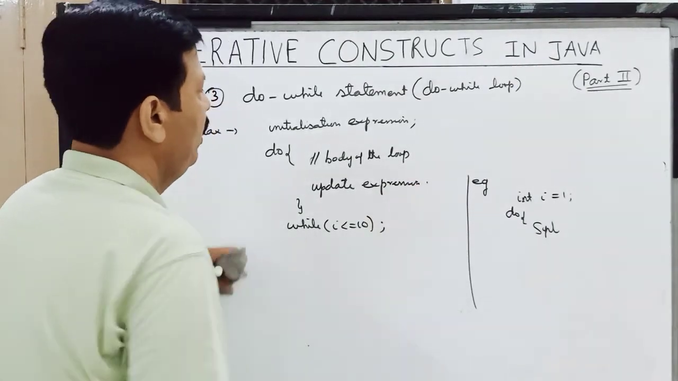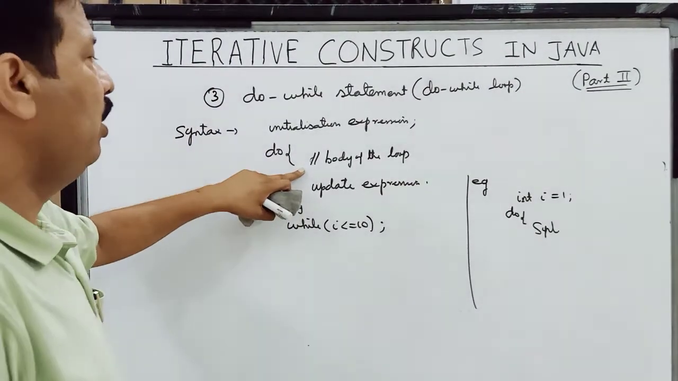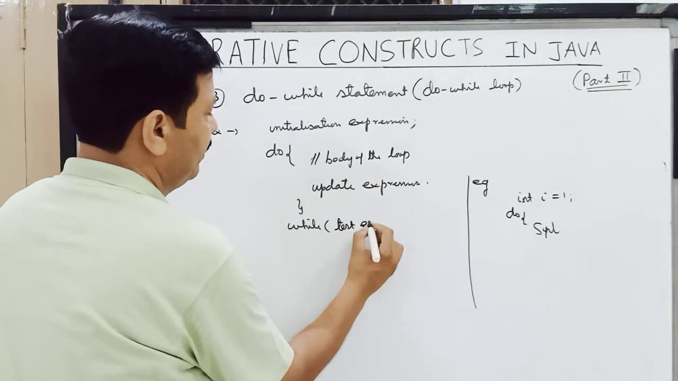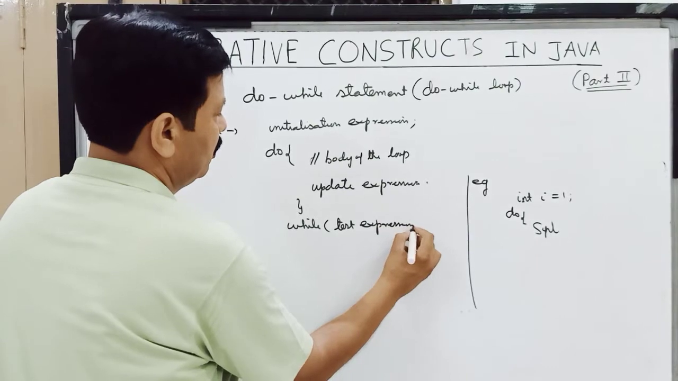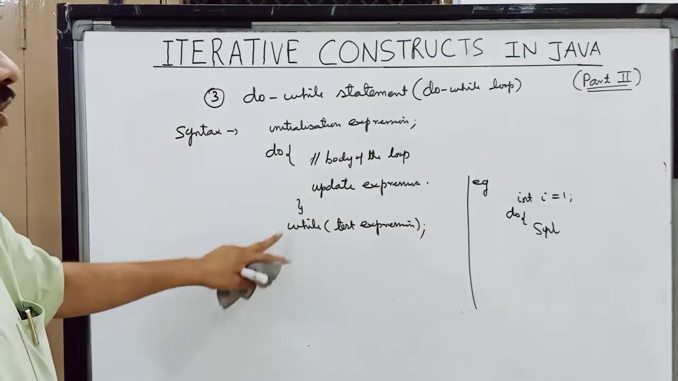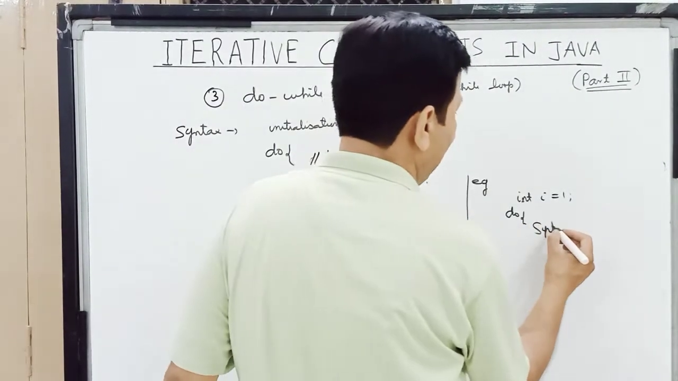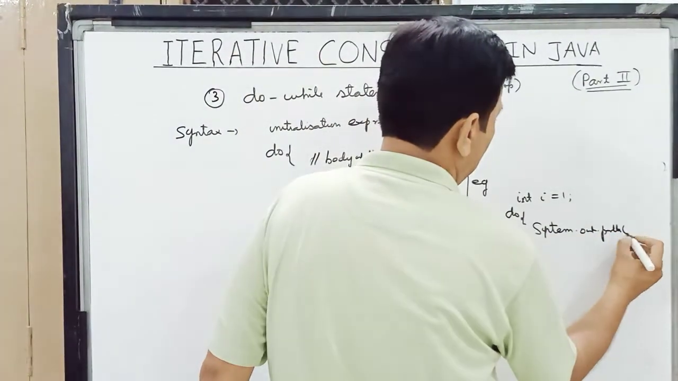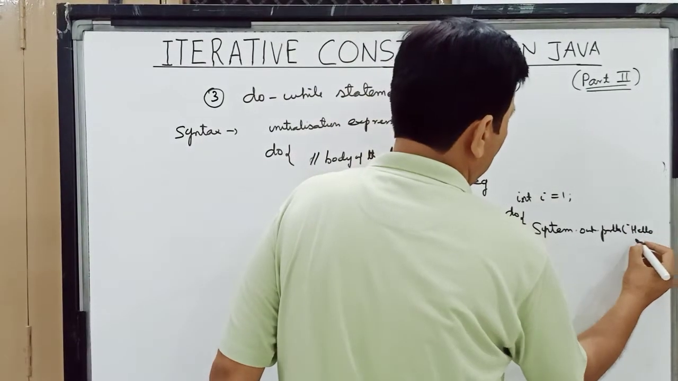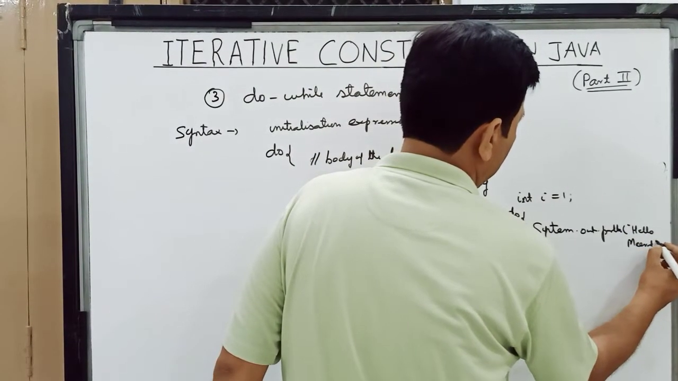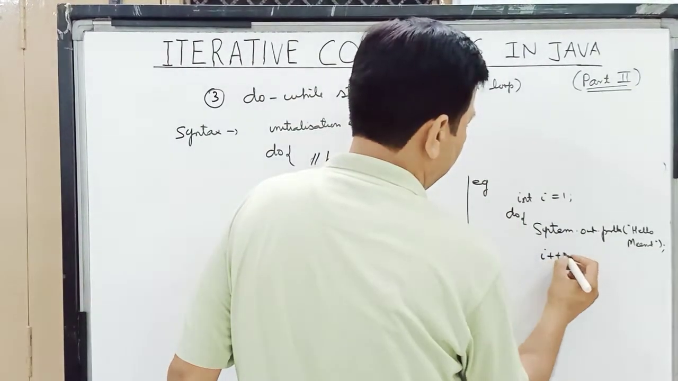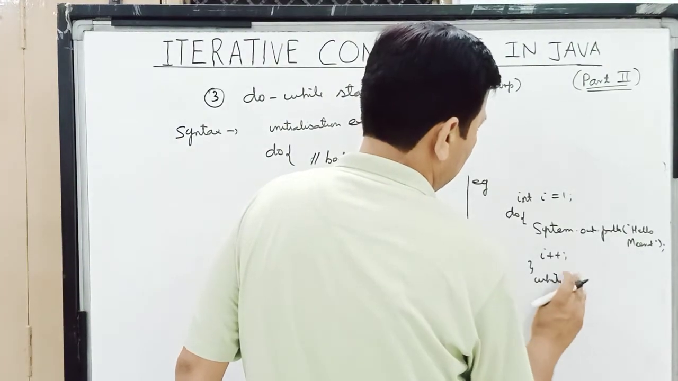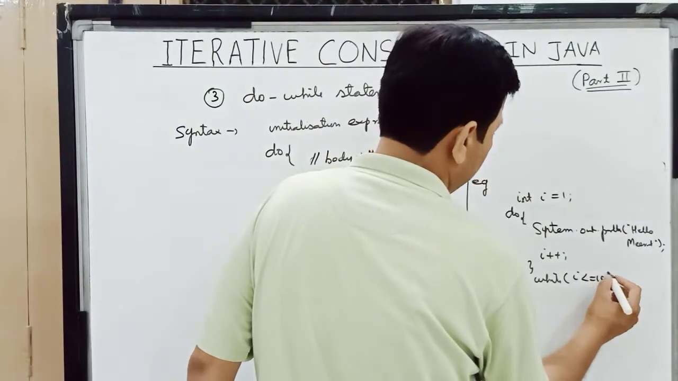Update expression. So initialization expression, body of the loop, update expression, and then we'll have the test expression. So this is in the syntax part. Now when we come to the example, it will be System.out.println, again I am saying hello, and I++, and then I am saying I is less than or equal to 10, and I am putting the semicolon.